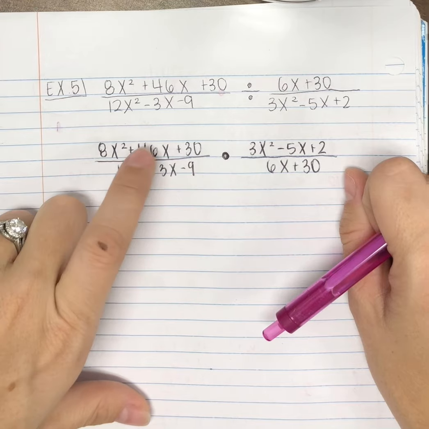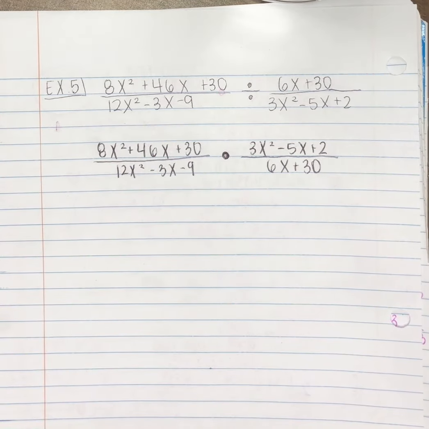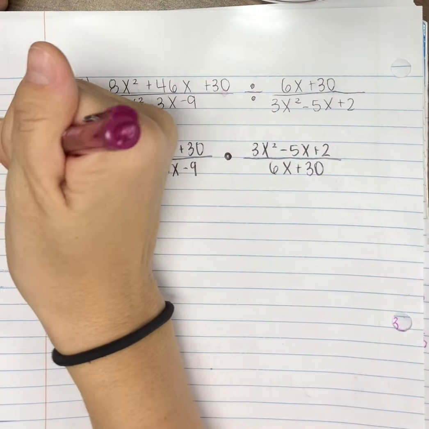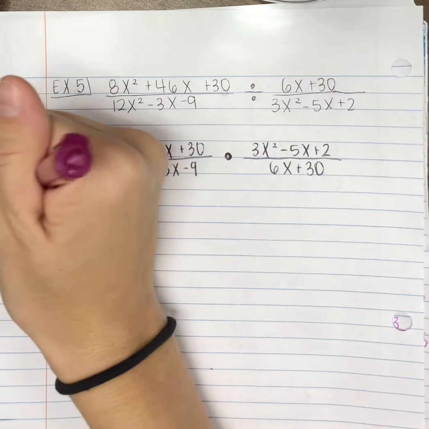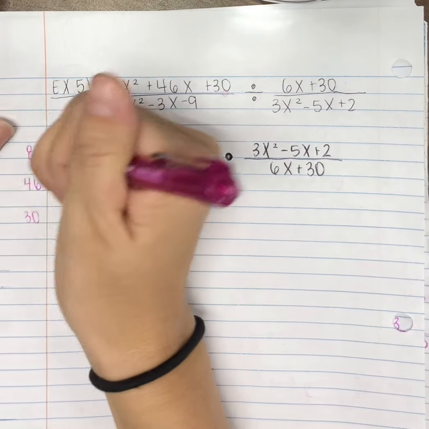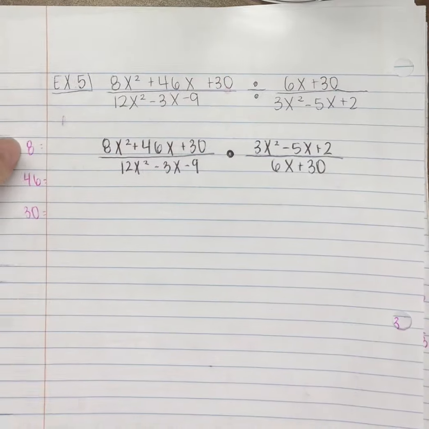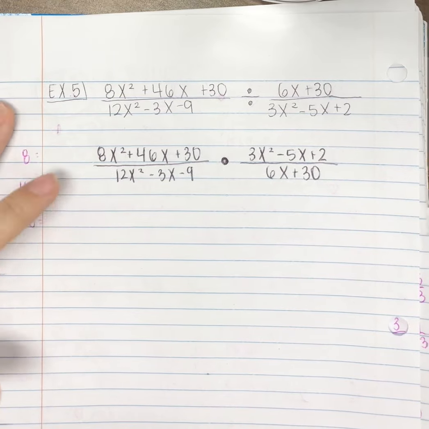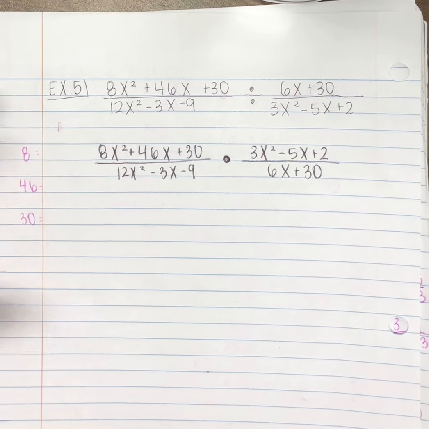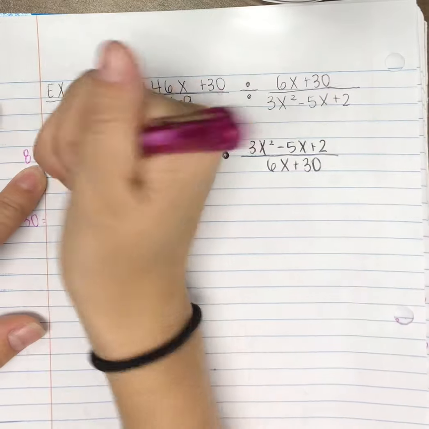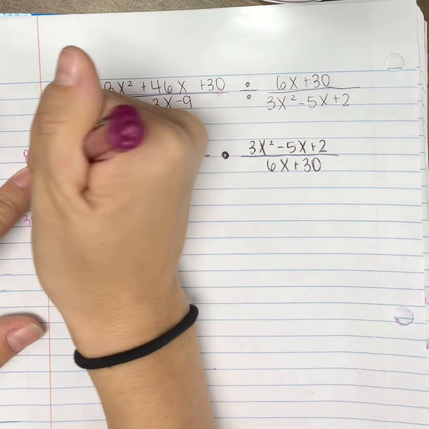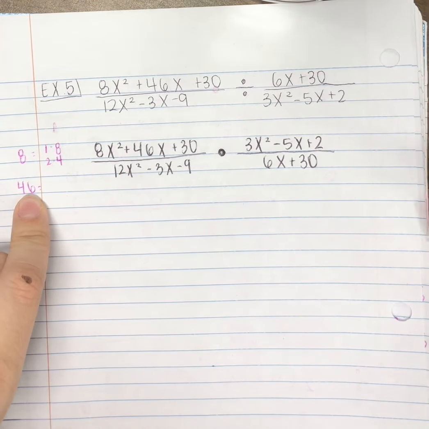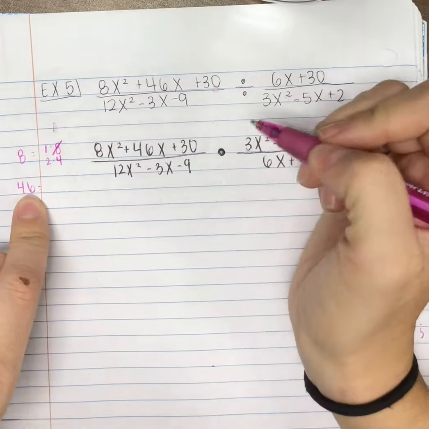So let's start with our 8, 46, and 30. I noticed that they're all even numbers, which means they're all at least going to be divisible by 2. But we want to see if there's anything else they're all divisible by. I'm going to start with my smallest number because it has the least amount of factors, and then you can check if those factors work for the others. The factors of 8 are 1 times 8 and 2 times 4. So I want to see if 46 is divisible by 8, which it's not, so they can't have that one as a common factor.